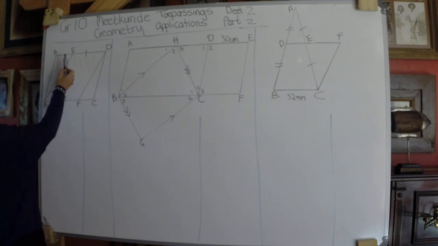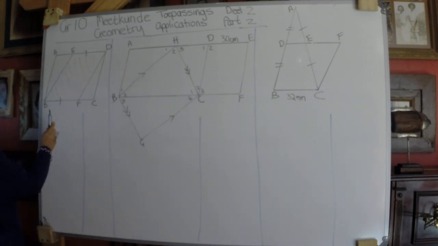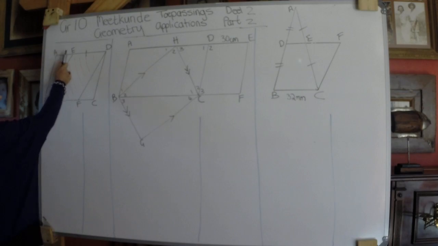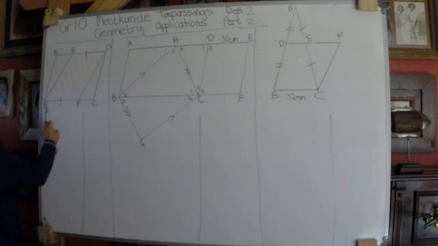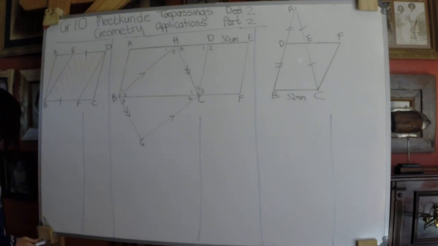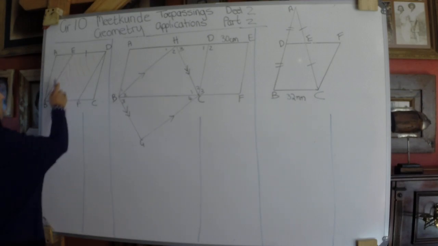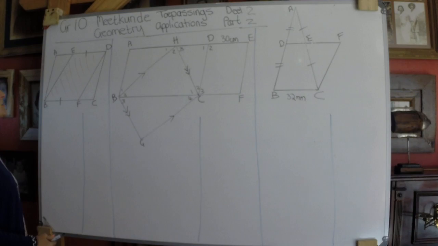So wanneer ek het al reeds ED gelyk aan BF, so as ek kan bewys dat ED ook ewewydig is aan BF, dan moet dit 'n parallelogram wees want een paar oorstaande sye is dan gelyk en ewewydig. That's the only thing that I need to do. One pair of opposite sides must be equal and parallel, then it's a parallelogram. So let's start. We know that ABCD is a parallelogram.